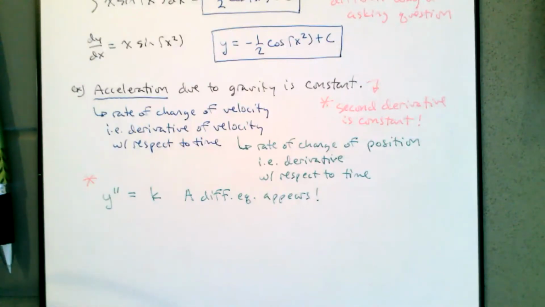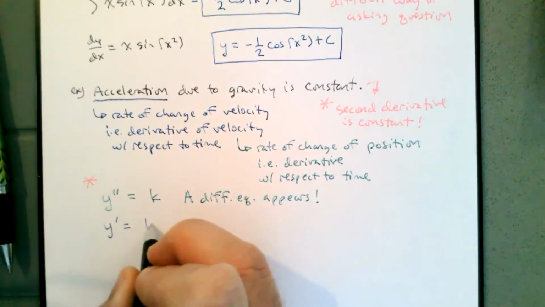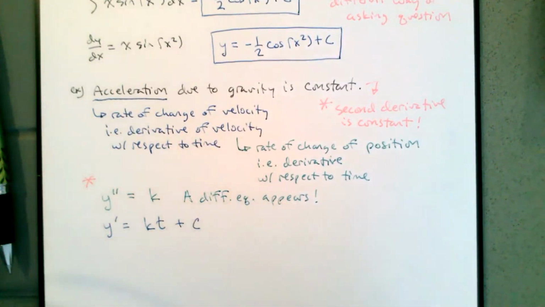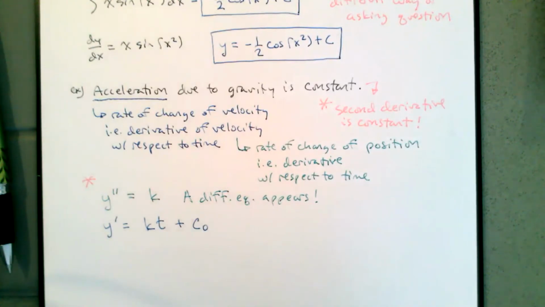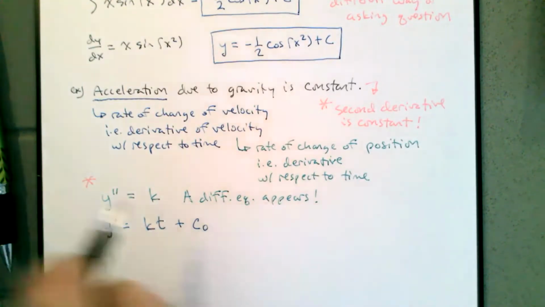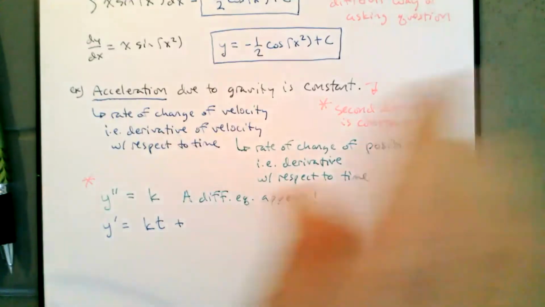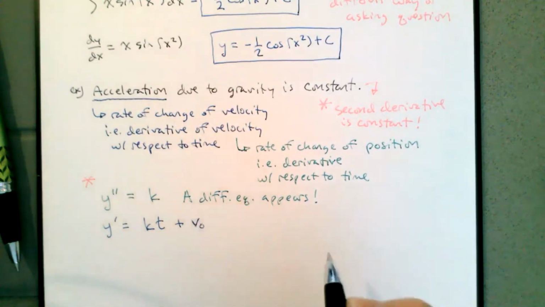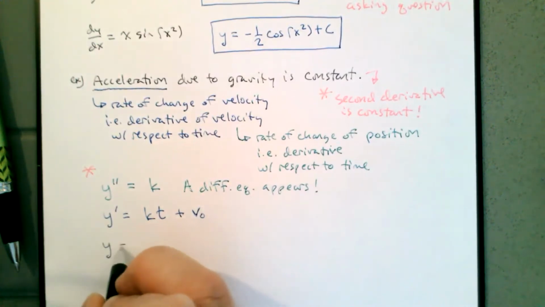So we do the same thing that we did before. We just do it twice. We find an antiderivative. So if y double prime is k, then y prime is kt, I'm going to use t for time, plus some constant. I'm going to stop pretending, and I'm just going to say we all know that the constant here is the initial velocity. And then we can integrate again to solve for y.